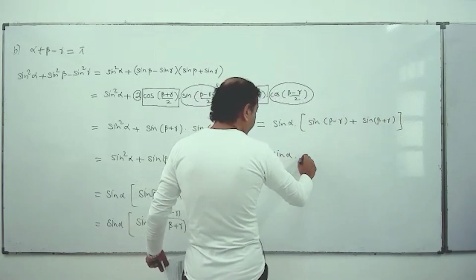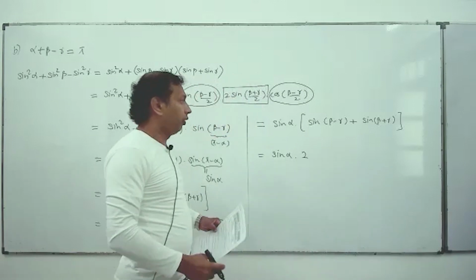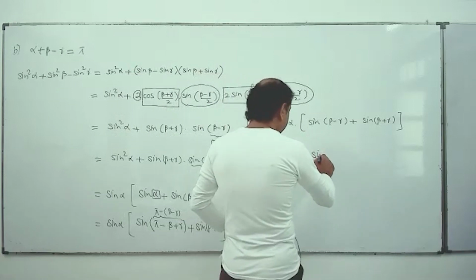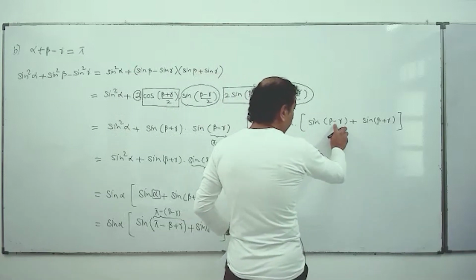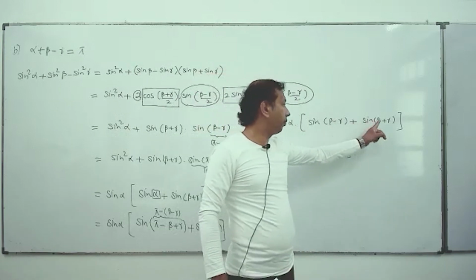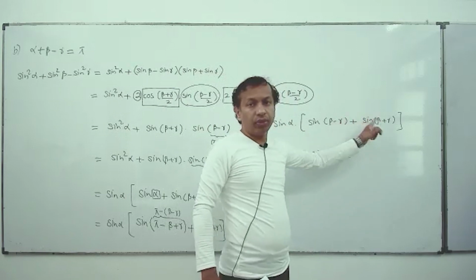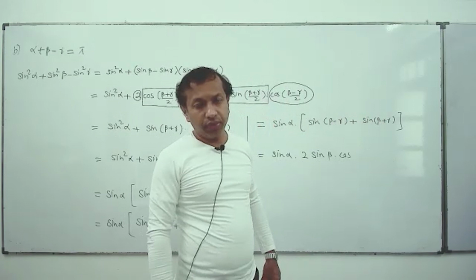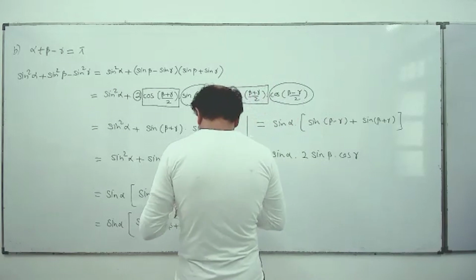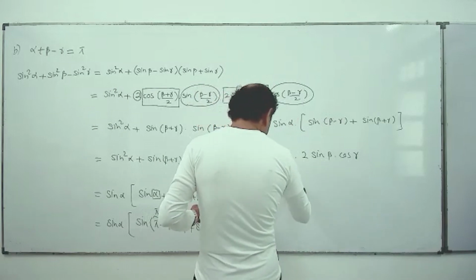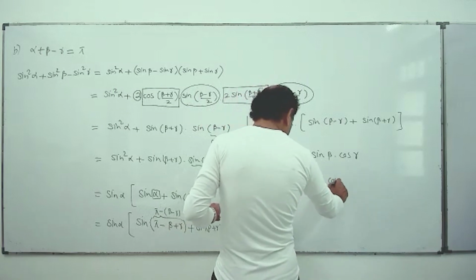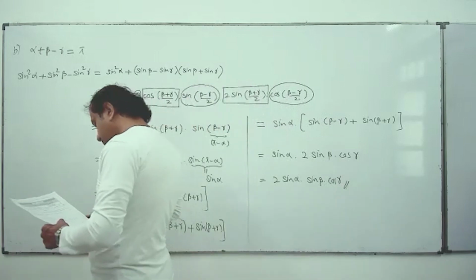Sin alpha by 2. What is sin C plus sin D? 2 sin. First add the angles and divide by 2, then we get beta. Then take the difference of the angles: beta minus beta cancels out, minus 2 gamma divided by 2 is minus gamma. Cos minus gamma is cos gamma, no? Then we get the answer 2 sin alpha sin beta cos gamma. That way you can take the answer.